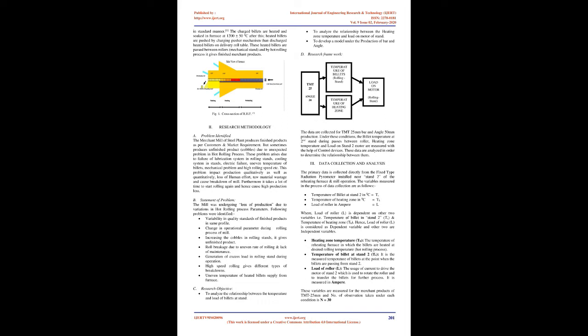These heated billets are passed between rollers, mechanical stands, and by the hot rolling process it gives finished merchant products. 2. Research methodology. A. Problem identified. The merchant mill of the steel plant produces finished products as per customer and market requirements, but sometimes produces unfinished product, cobbles, due to an unexpected problem in the hot rolling process.